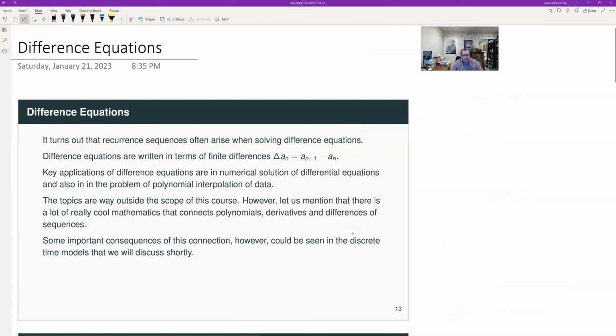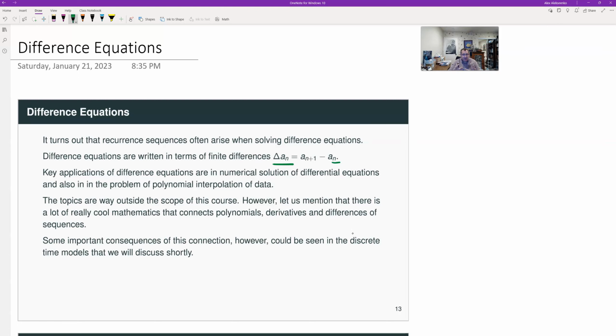So I'd like to mention a few things about the bigger mathematical landscape. It turns out that recurrent sequences often arise when solving difference equations. And difference equations are written in terms of these finite differences. As you can see, it's an element of the sequence with the index n minus 1 minus the element of the sequence with the index n.